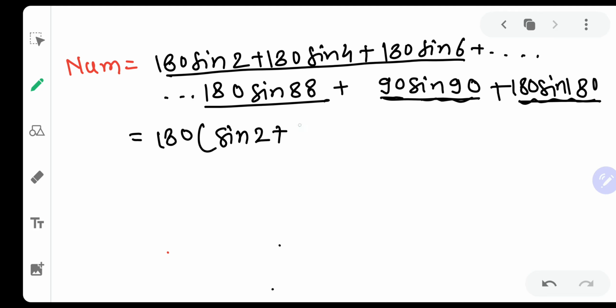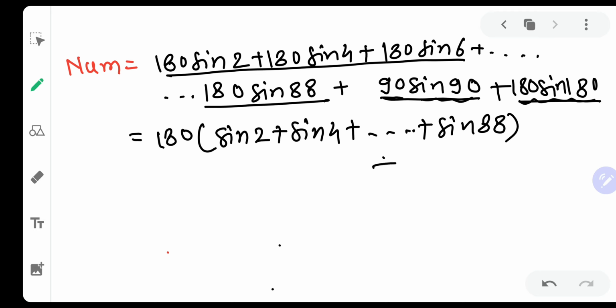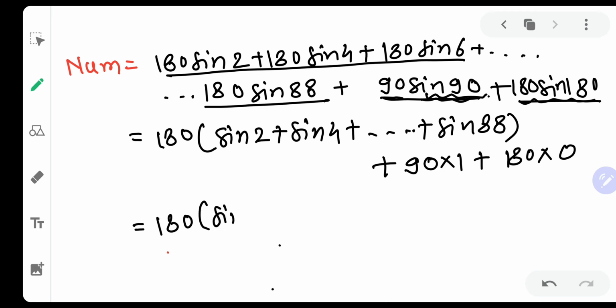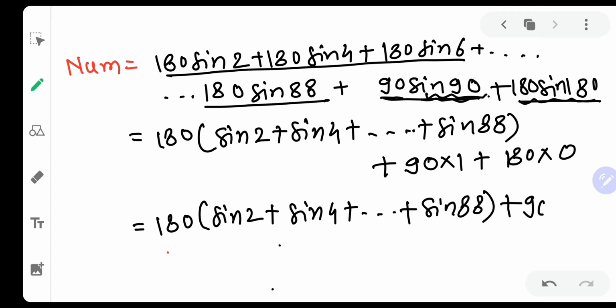180 times sin 2 plus sin 4 up to so on sine of 88, and sine 90 is 1, so this will be 90 into 1 plus 180 into sine 180, which is 0. So this will turn into 180 times sine 2 plus sine 4 up to so on sine of 88, plus 90, because 180 into 0 will be 0.